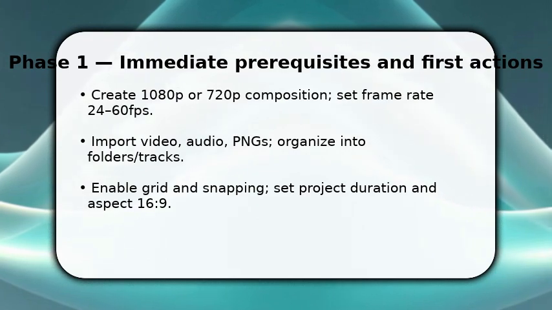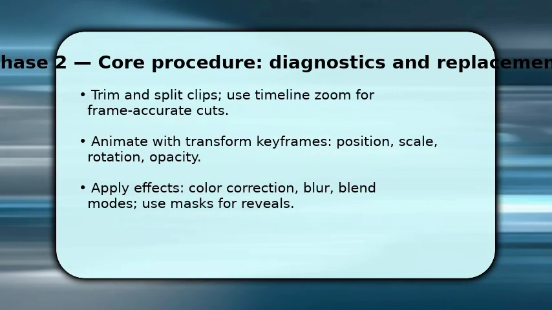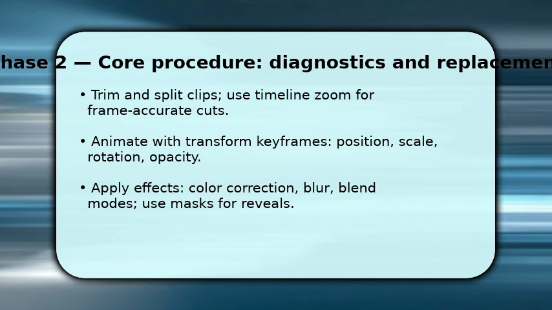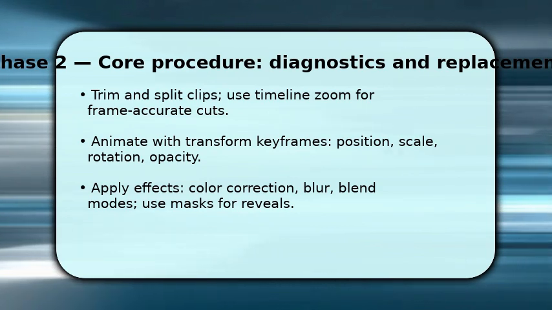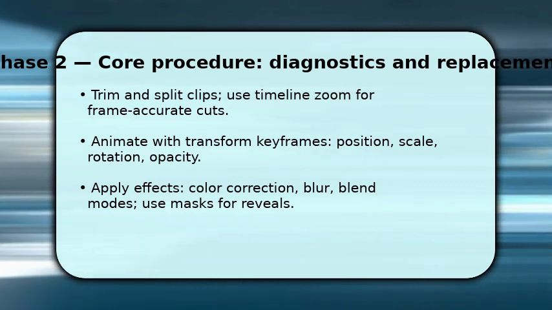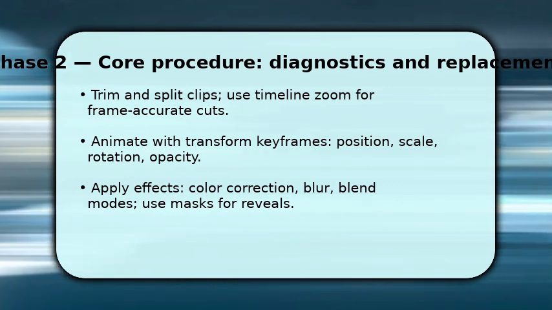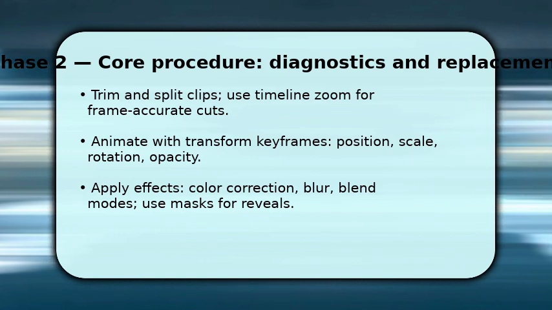You now perform the detailed editing. Trim and split clips precisely, zoom the timeline for frame-accurate adjustments, and ripple delete gaps to keep timing tight. Then animate with transform keyframes, set easing for natural motion, and stagger scale and position to create depth. Make sure to apply effects like color correction and Gaussian blur sparingly, and use masks with feathering for smooth reveals. Once key animated sequences are polished, preview at full quality so you can catch timing or drift issues.